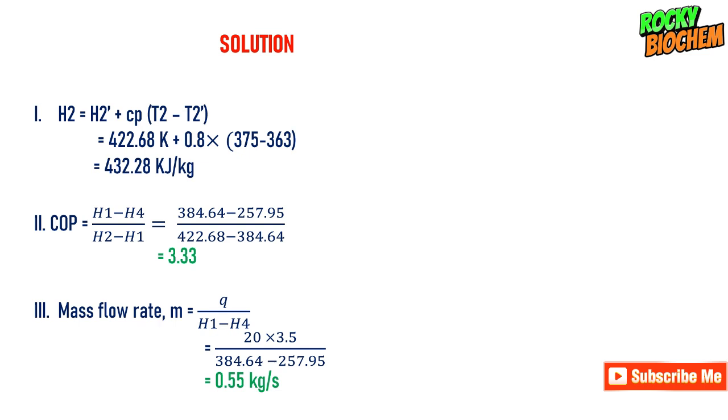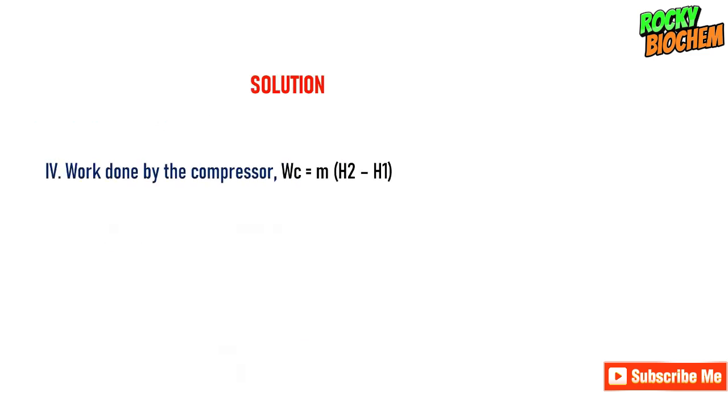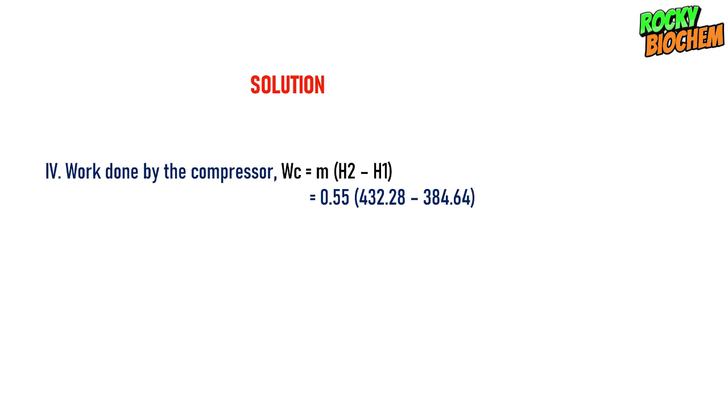So the last thing is we were asked to calculate the work done, and we know work done occurs at the compressor region. Let's fix in the values into the formula, and we are going to get our work done to be equal to 26.202 kilowatts. So this is basically how calculations are done when it comes to refrigeration.